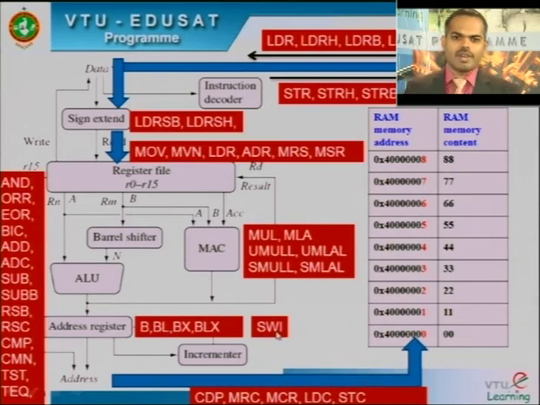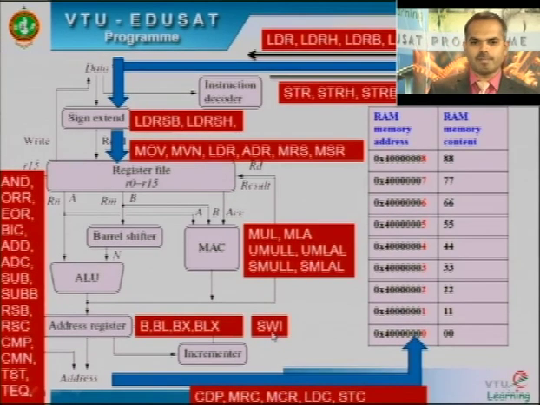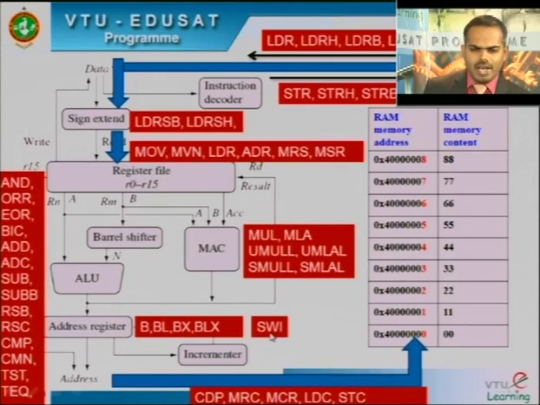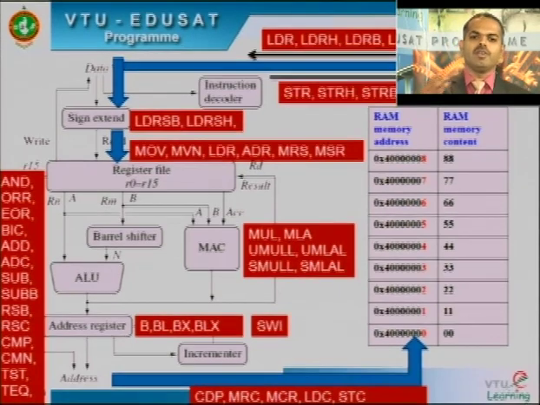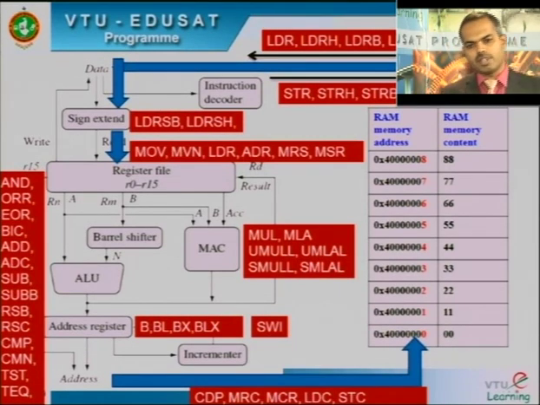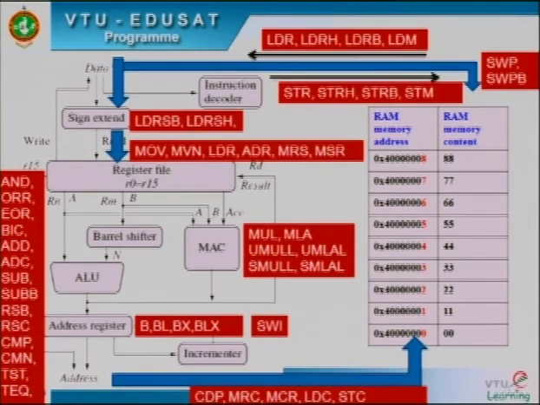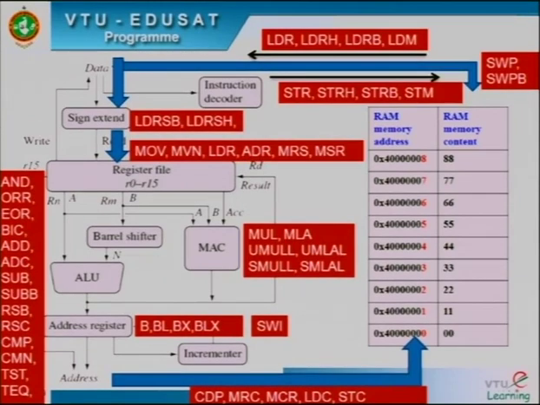There is one more instruction called SWI. SWI is a software interrupt instruction. This is also a kind of branch instruction, but SWI is a software exception handling instruction, which helps us to call an operating system routine from the user mode. Whenever we use the SWI instruction, it forces the ARM processor mode from the user mode to the supervisor mode, that is, from the unprivileged mode to the privileged mode.